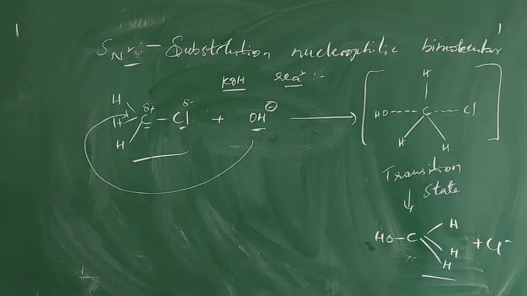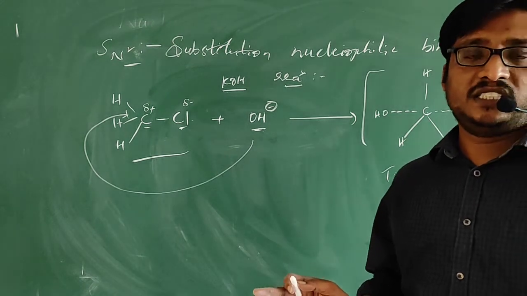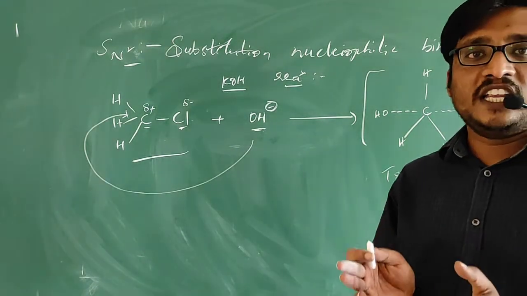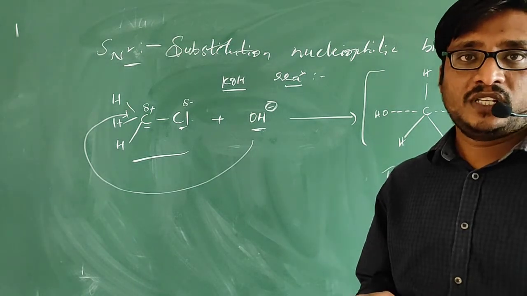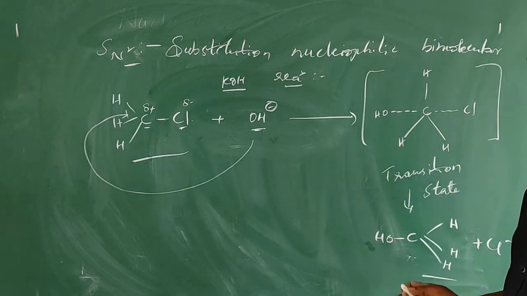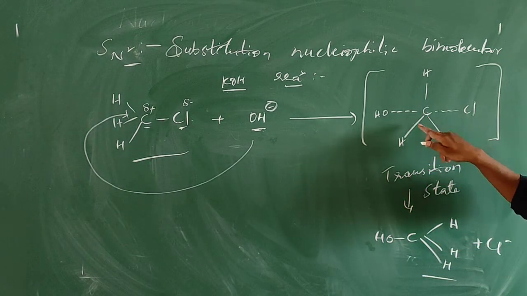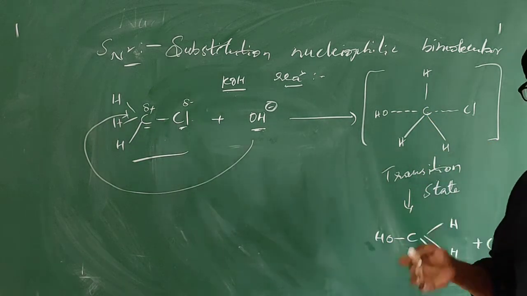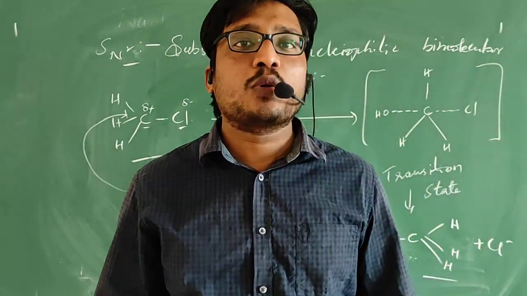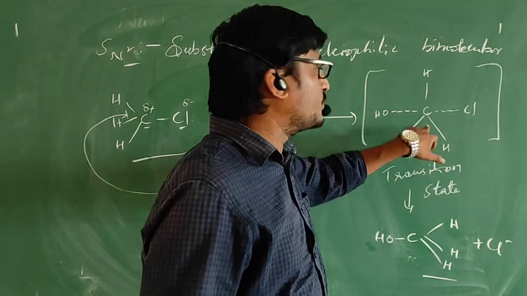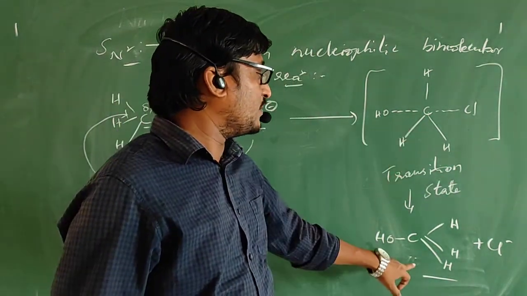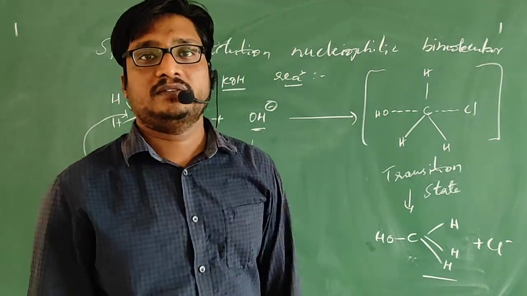In this reaction there will not be any intermediate. Keep that in mind. In this reaction there is no intermediate. Only the transition state is present. See, this transition state is highly unstable in nature. Why is it unstable? Because carbon is forming 5 bonds here. Carbon can form only 4 bonds. In the transition state it is forming 5 bonds, so it will be unstable. That is why it immediately gets converted into the product in this way.